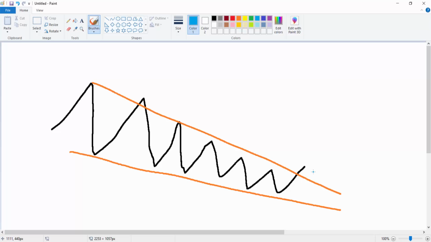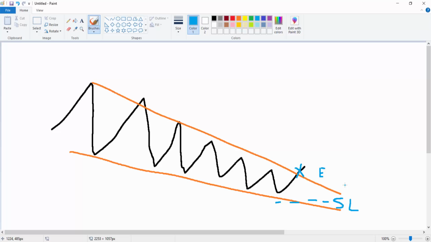So the first thing is, as I mentioned, you identify the converging trend lines. Once you have this pattern set up, you wait for the breakout, which happens here, and this is your entry point. You set the stop loss below the lowest point of the wedge. So in this case, it would be here. So this is the stop loss.